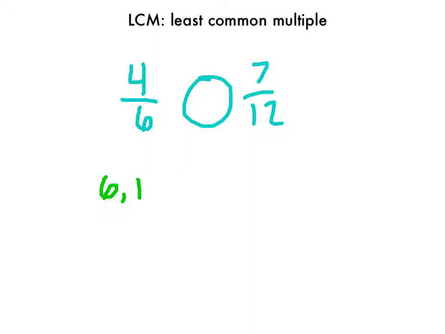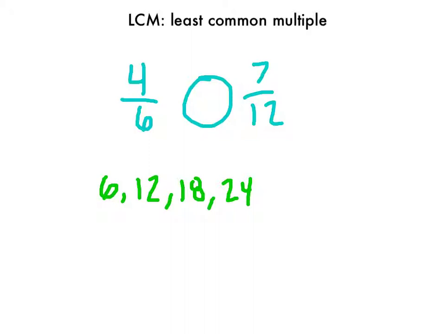12. 6 times 2 is 12. 6 times 3 is 18. 6 times 4 is? 24. And I could keep going. Multiples go on forever. I would literally die before I find them all. That's right.